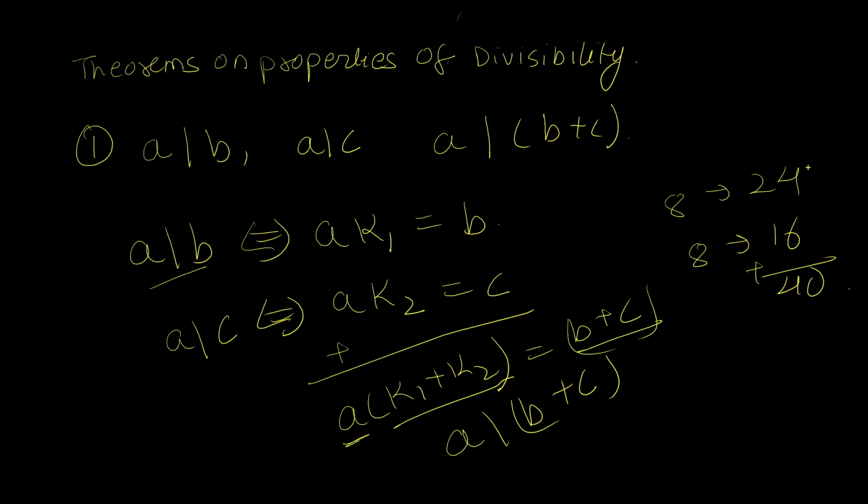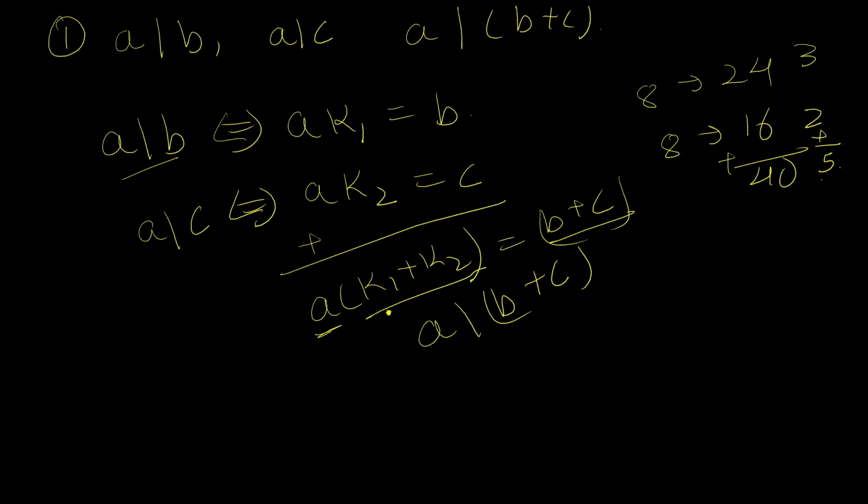Okay. So 8 divides 24 3 times. 8 divides 16 2 times. So 8 divides 40 3 plus 2, that is 5 times. So this is what the first theorem suggests. Next, have a look at our second theorem. The second theorem also demonstrates a very basic concept. A divides B should imply A divides B times any constant C.